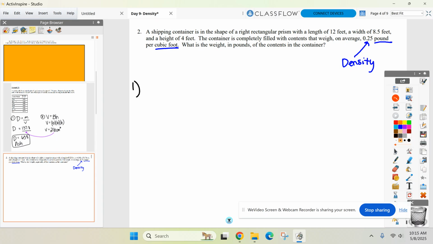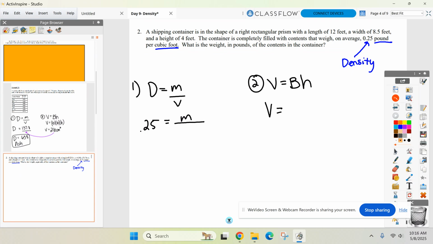So the density, I'll keep writing out the formula, density, mass divided by volume. It's already 0.25. We are looking for the mass, but I need the volume. We need the volume of this rectangular prism. We get that from doing capital B times H. Let's see the length and the width. So it's 12 by 8.5 times the height of 4. Somebody can let me know what the volume of this prism is here in a second.